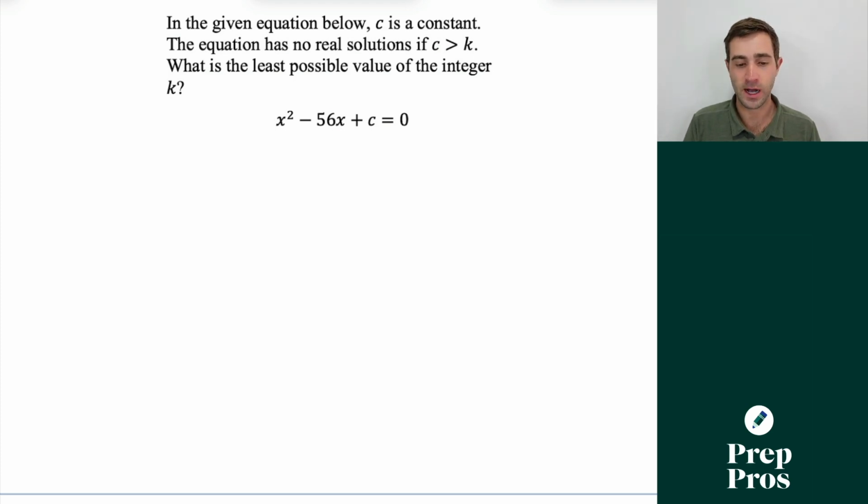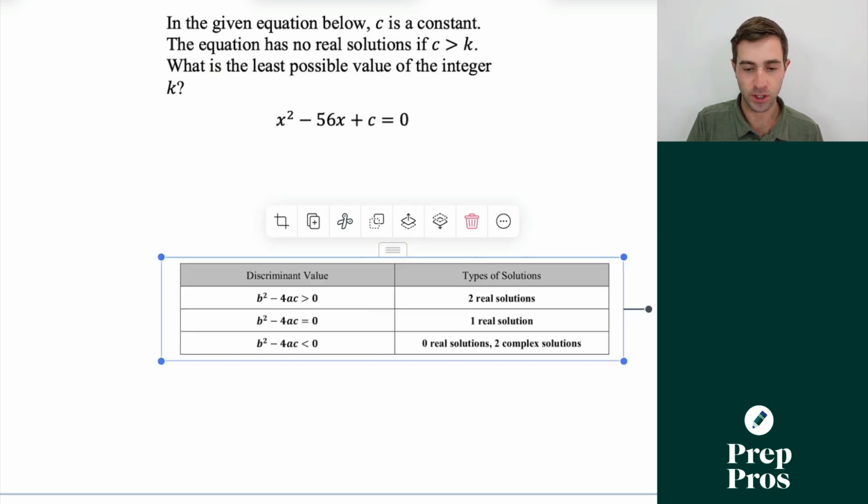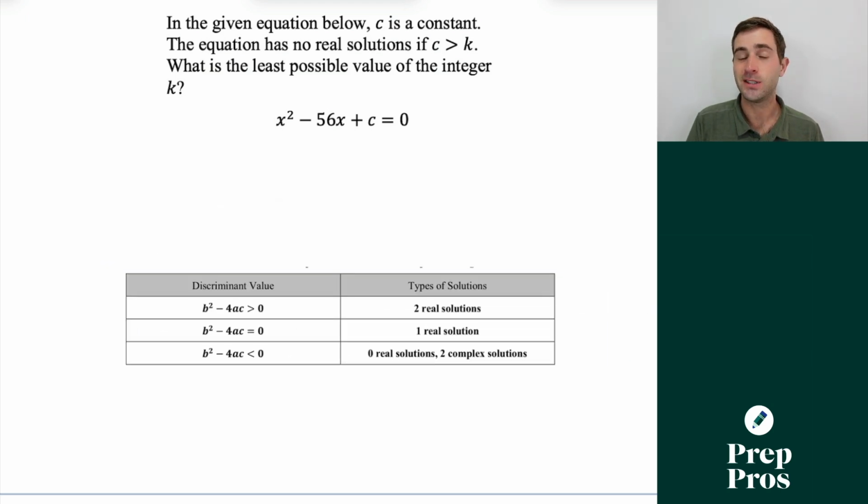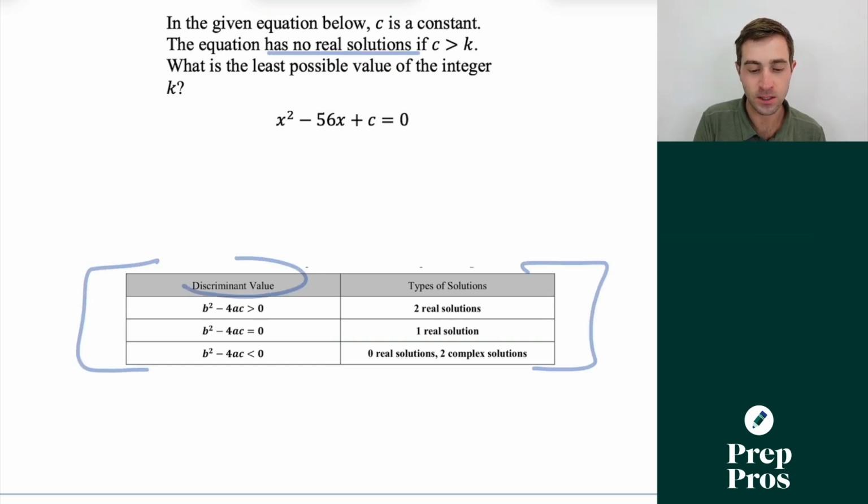There's quite a few varieties of these, but this is what is called a discriminant question. Now, this is the other type of solution question you can see on the test. We talked about our linear ones with lines and systems of equations, but if you're dealing with a quadratic and you see a question talking about the number or type of solutions, you want to have immediate alarm bells going off in your head that this is a discriminant question.